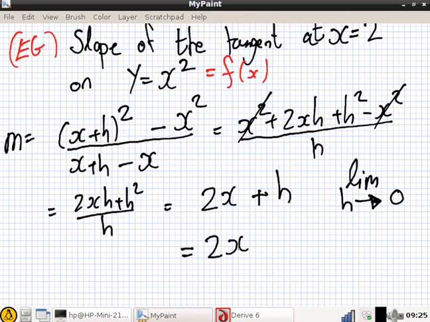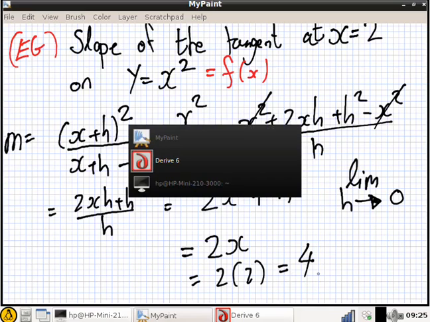But I know what the x is. What's the value for x? 2. So this here is 4. Now I'll go back to this in a moment, but I want to graph that so you can see.